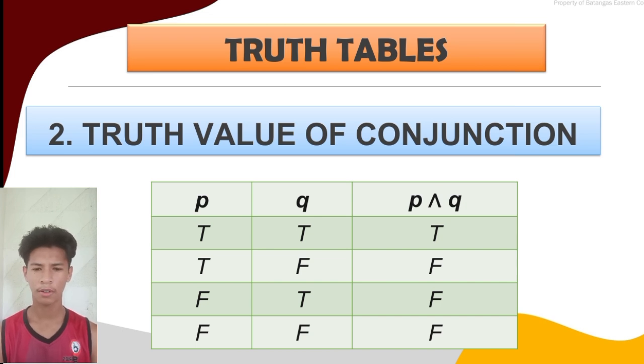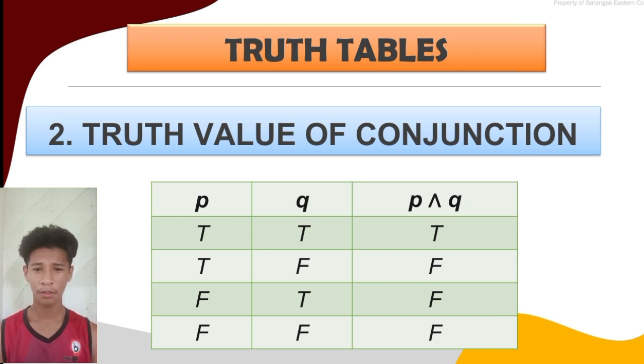Truth value of conjunction. As you can see here, we have the truth value for conjunction. Again, when we say conjunction, ito yung compound statement na nabubuo by connecting two or more statement using connector and. The possible combination of truth value for each simple statement are here and the truth value ng whole compound statement.